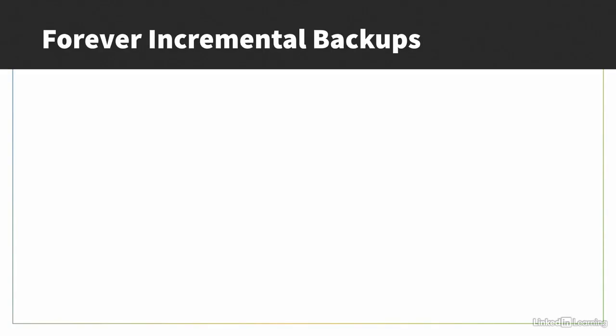The forever forward incremental backup method is going to produce what's called a backup chain. And that consists of the first full backup file, known as a VBK file, and a set of forward incremental backup files saved as VIB files.